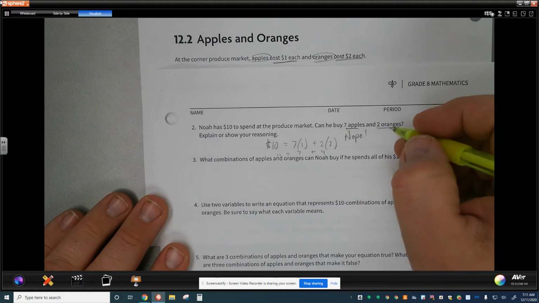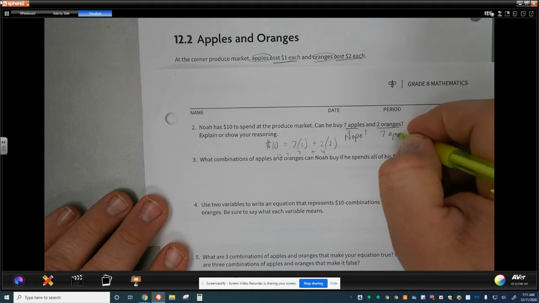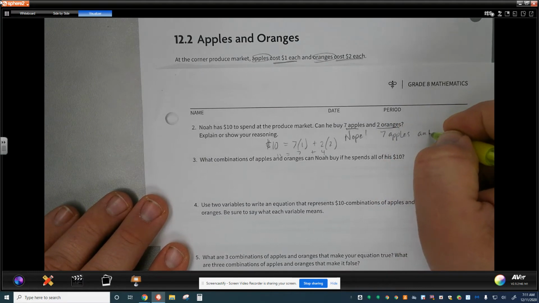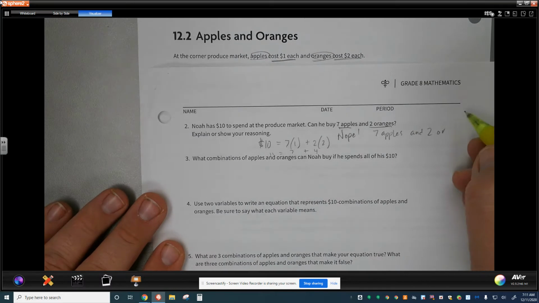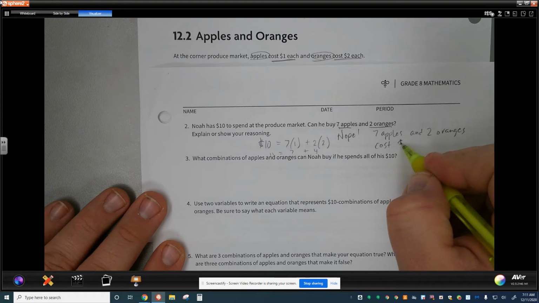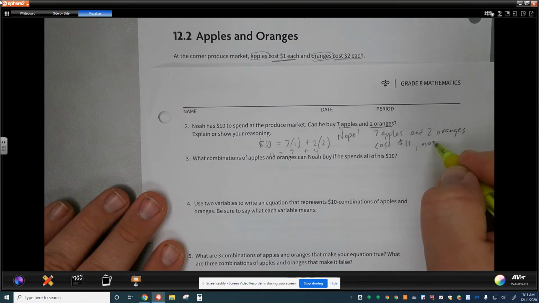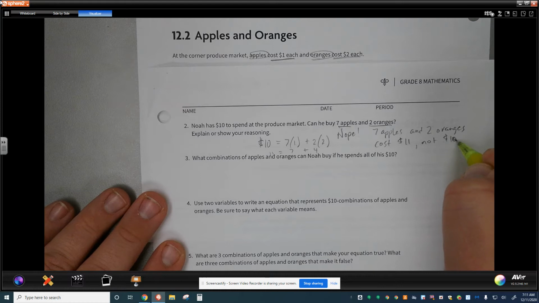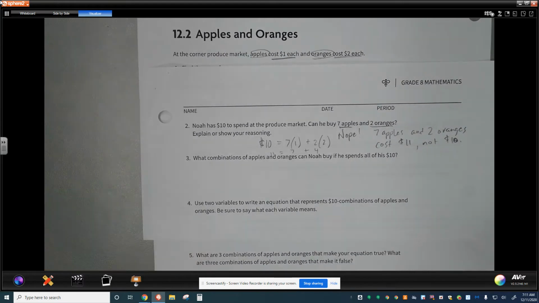And the explanation is 7 apples and 2 oranges cost $11, not $10. So if Noah went and put an apple back, yeah, it would work.